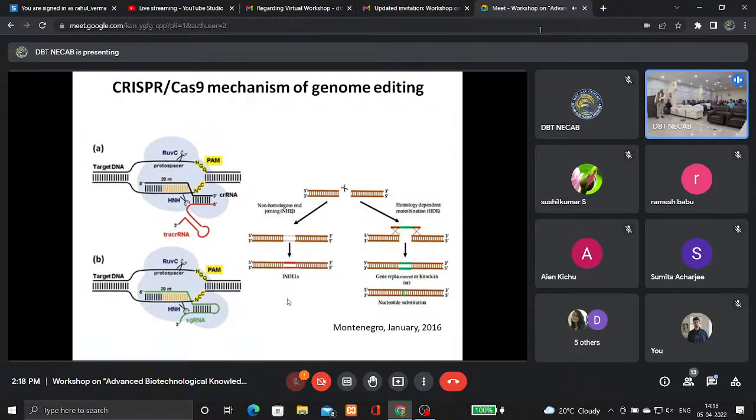If there is a double-stranded break, two kinds of things may occur. There may be non-homologous end joining, as I said, where the two ends will be joined.